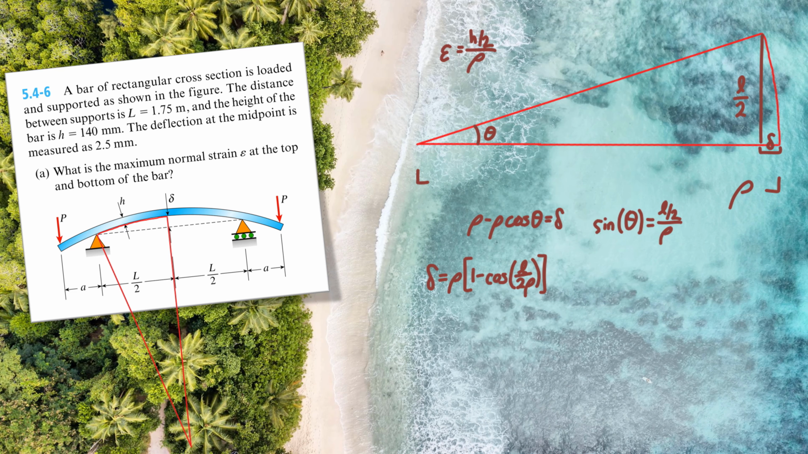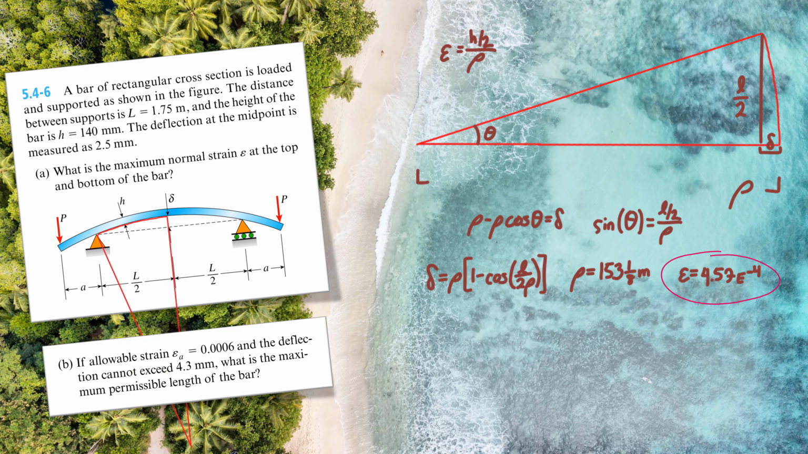You can look at the numbers in the problem statement and it is a small amount. And due to the fact that there's a rho in and out of the cosine, I can't solve for it numerically for rho by itself, but I can use a calculator to find out my rho is 153 meters. Then, since I'm solving for strain, I can plug that into my equation and get strain is 4.5 equal to 4.